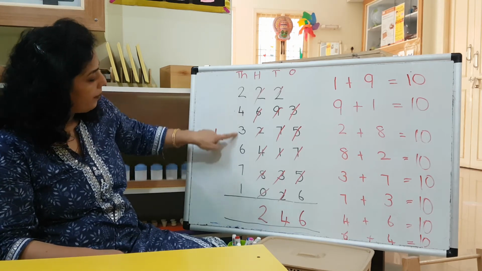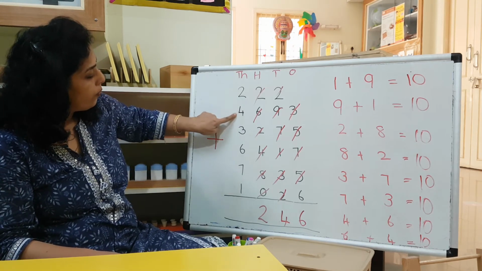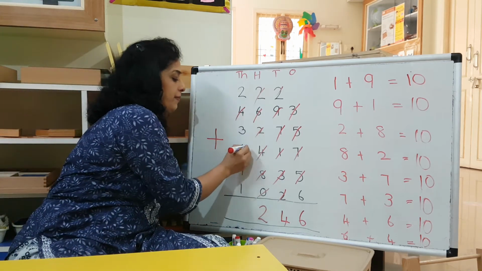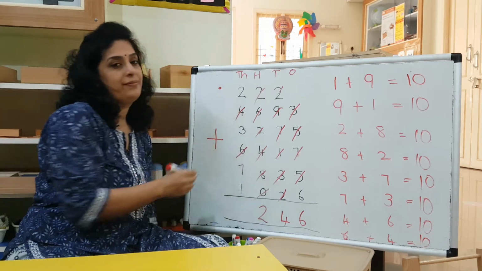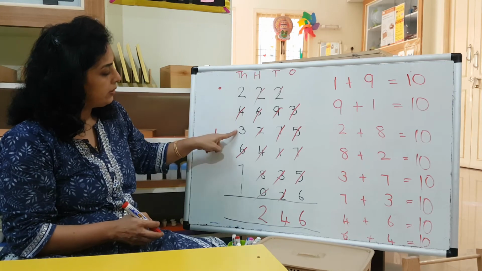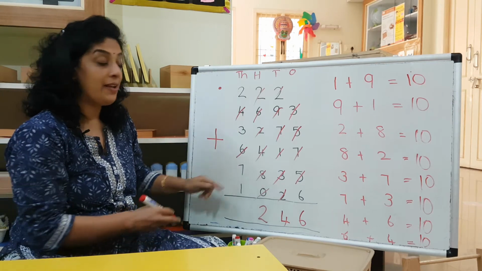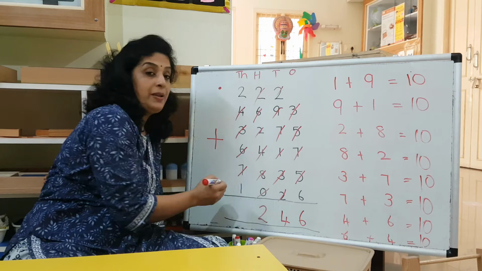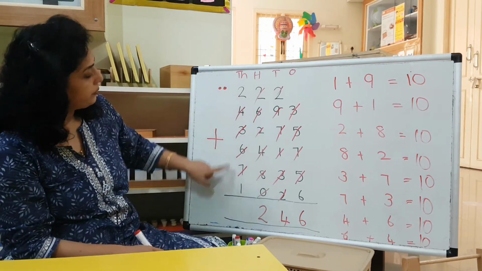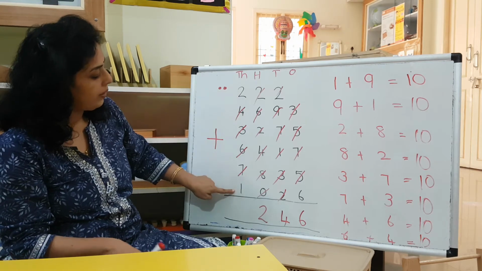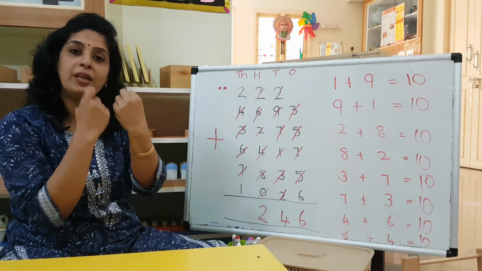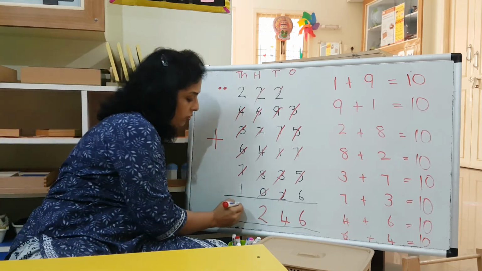2, I don't see any combination of 2. 4. 4 and what will give me 10? 4 and 6. 4 plus 6 is 10. Next. 3 plus 7. 3 plus 7 is a 10. Next one. What is left behind? 2 and 1. That you can say. What is 2 plus 1? 1, 2, 3. 3. Your answer is 3.